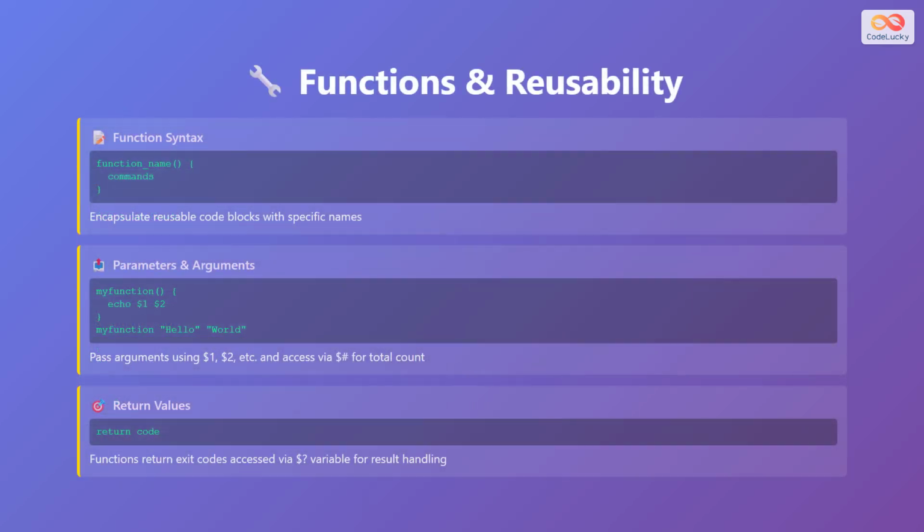Functions allow you to group commands together and reuse them throughout your scripts by giving them a name. A function is defined with a name followed by parentheses and curly braces containing the commands. When you call the function by name, all those commands execute. Functions can accept parameters, which you reference using a $ sign followed by a number, starting with $1 for the first parameter. Functions can also return values or exit codes, which you access through the special $? variable to check if the function succeeded or failed. Using functions makes your scripts more organized, maintainable, and reusable.